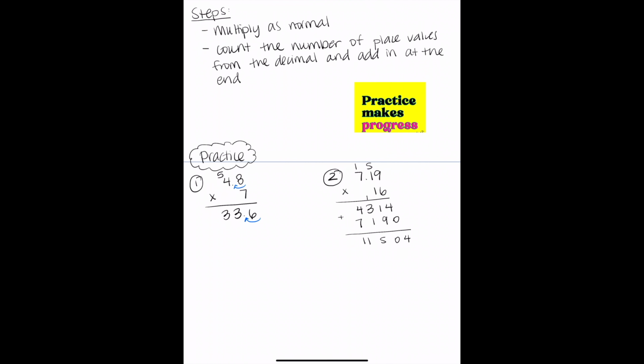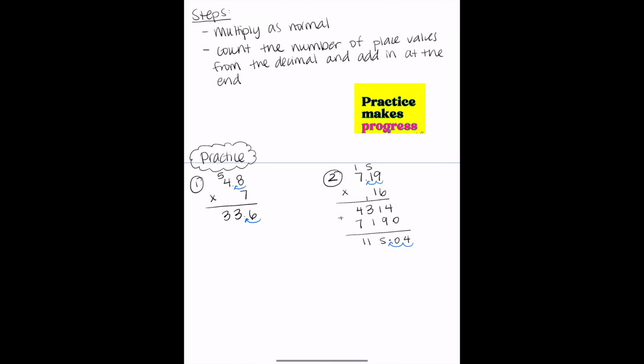Now we're going to look at our problem again. How many place values do we have? We have 2 in this one. So we're going to put in 2 for our answer as well. And our answer would be 115.04 for number 2. Let's go through one more example to really build a strong foundation on this.